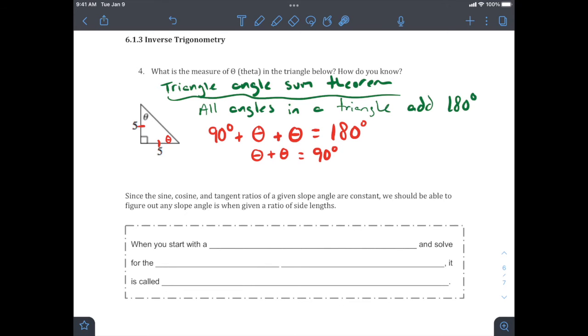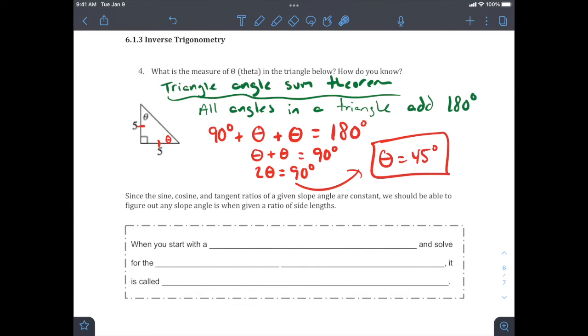And we notice that if we're combining our like terms, theta is a variable, and there are two of them. So two thetas have to equal 90 degrees. In order to get theta by itself, because we're multiplying by 2, we can divide by 2 on both sides. That tells us that theta would have to be 45 degrees for this to work. Now, this problem was set up in a way that we could do this without needing trigonometry. We're able to use information from geometry, specifically the triangle angle sum theorem and this special fact about isosceles triangles, to find the angle.